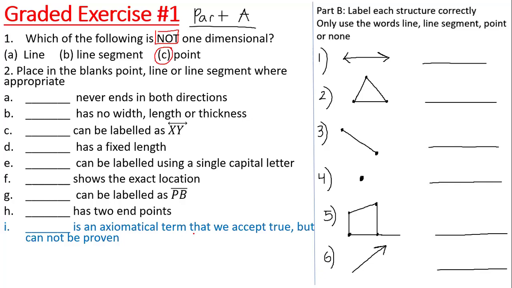Next up we have Chai. Chai, read number 2. Place in the blank point, line, or line segments where appropriate. Okay. For A, what do you have for A?